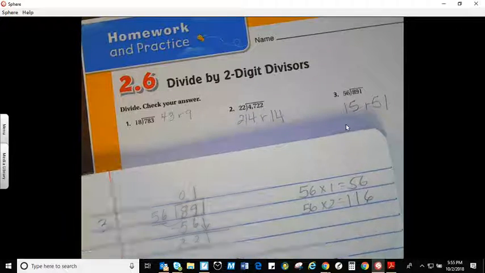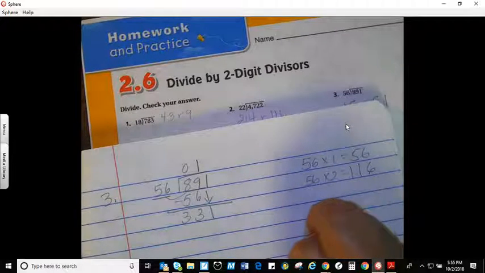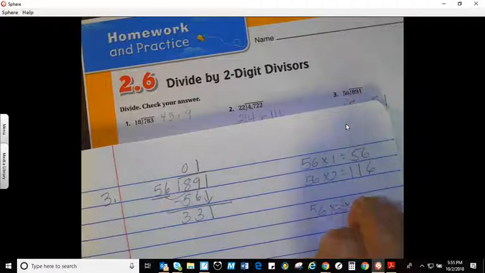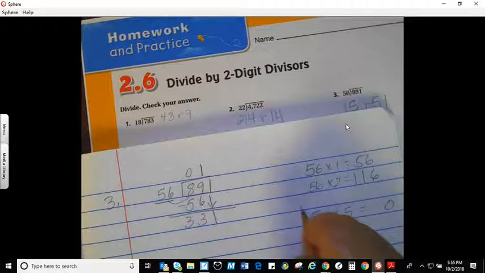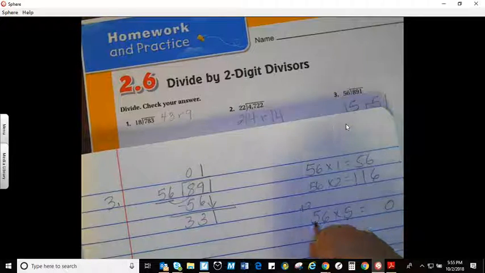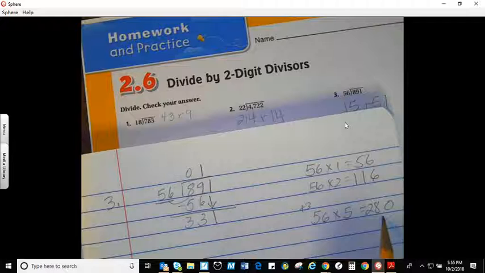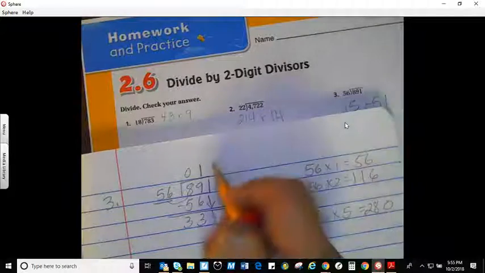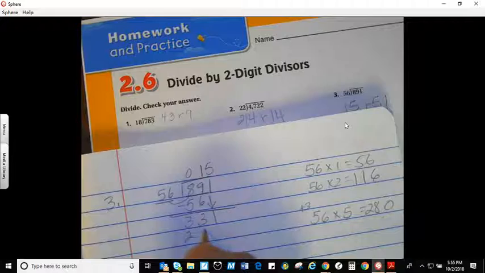So how many groups of 56 go into 331? So I'm going to start with my 5s. 56 times 5. 5 times 6 equals 30. Regroup my 3. 5 times 5 is 25. Plus 3 is 28. Does that look like it's going to be the closest? Absolutely. If I put another group of 56 at it, it's going to go over. So this is 5. This makes it 280.